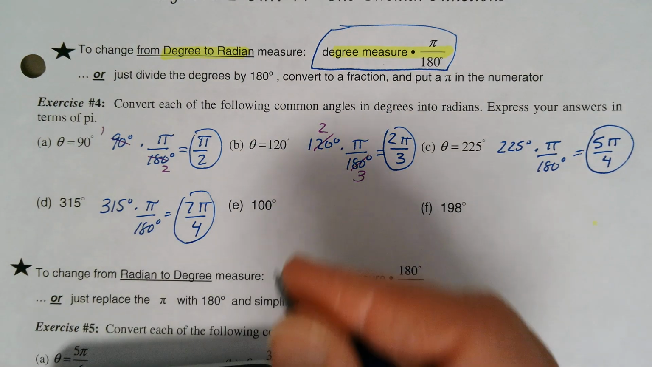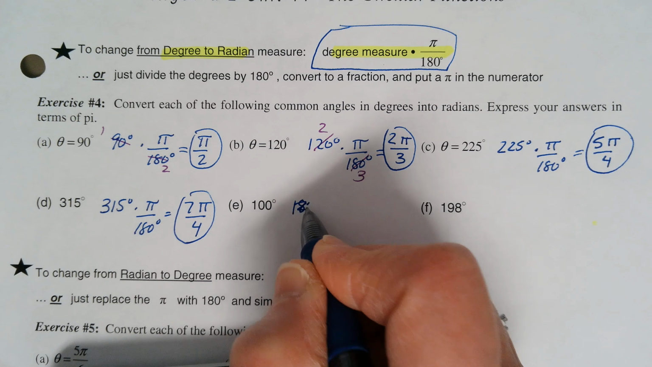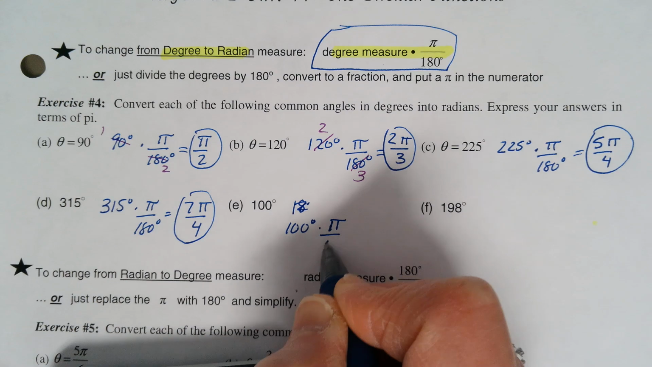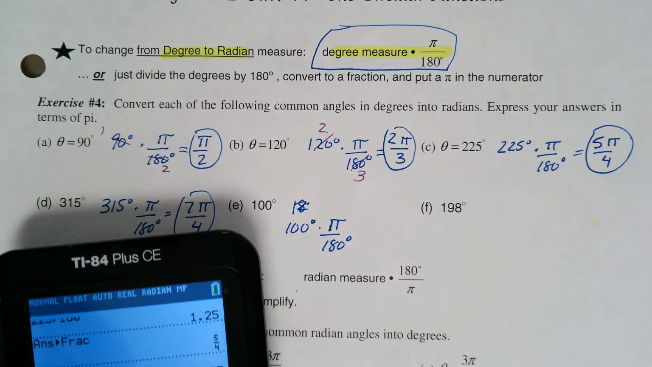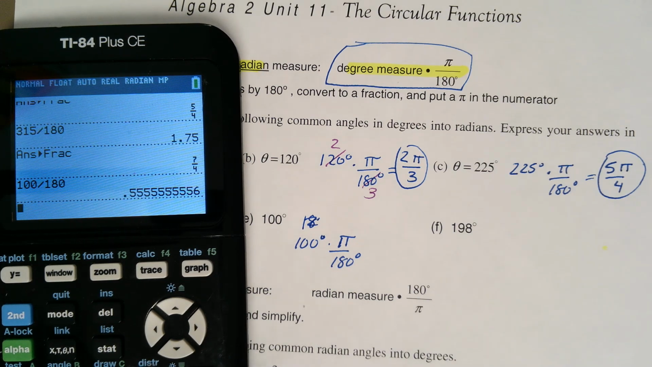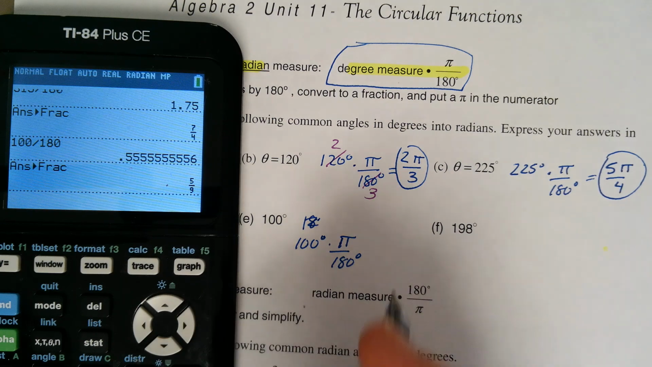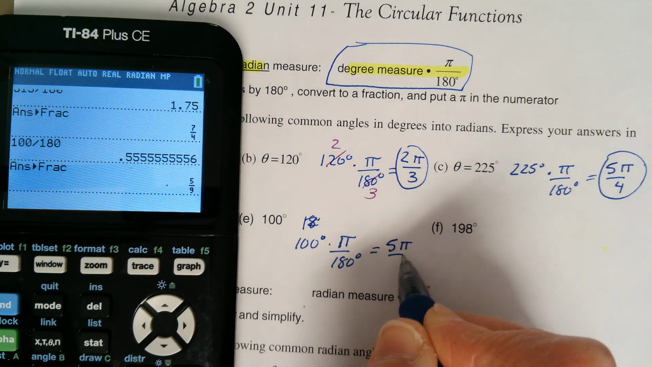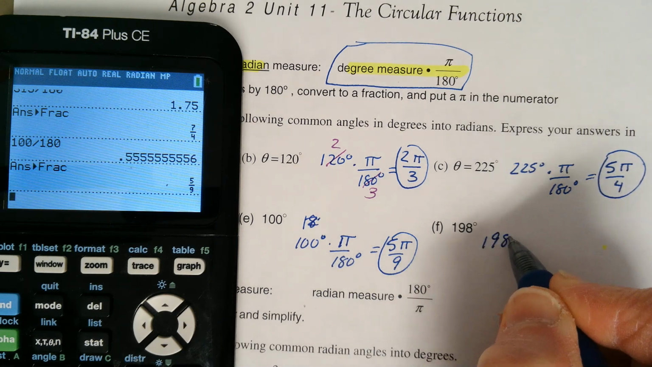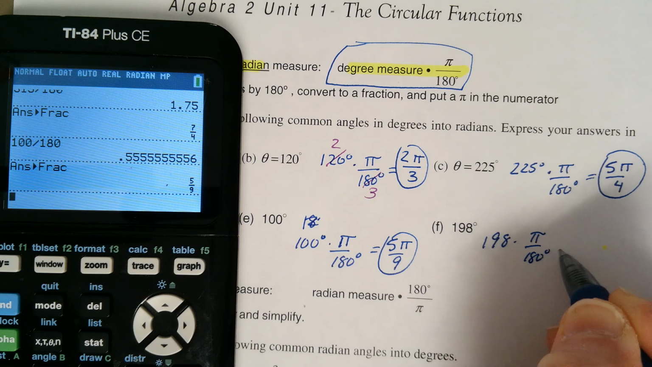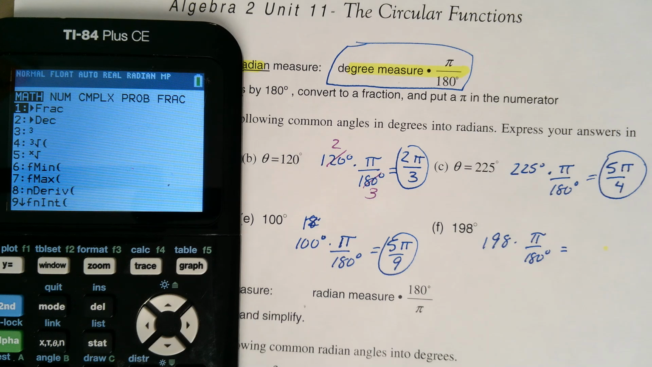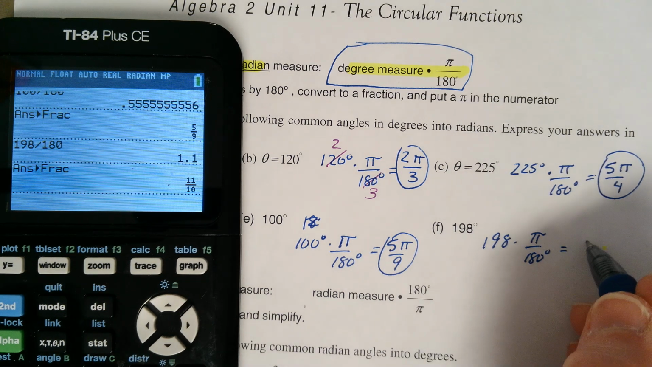100 degrees, convert to radians. 5 pi over 9. And 198 degrees. Times it by pi over 180. Math frac that. 11 pi over 10.